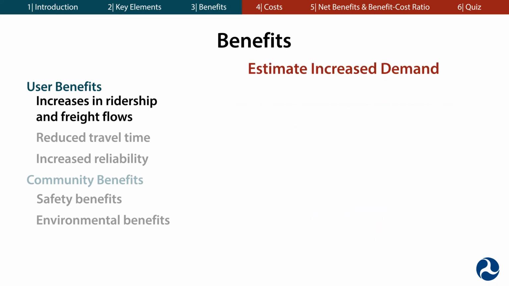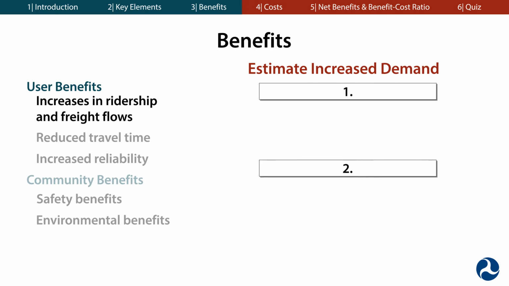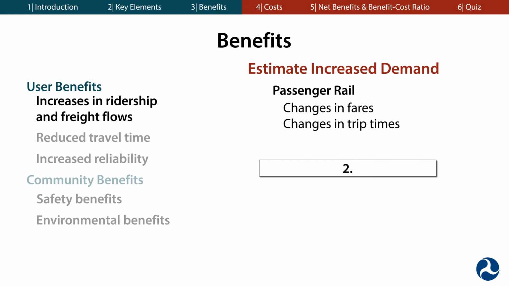Estimating increased demand from the improved service can be difficult. There are a number of sources that can help you figure this out. First, you may be able to estimate ridership increases based on your past experiences in changing fares, trip times, and other factors. You may also be able to use market data, such as rider surveys.